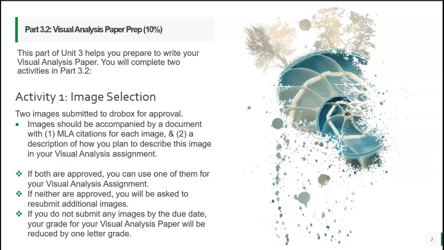But if neither are approved, I will ask for you to submit additional images by a different date. That date will be provided to you in the syllabus and on D2L. If you do not submit any images by the image selection due date, that will adversely affect your grade for the visual analysis paper. So the idea behind the visual analysis paper prep activity 1 is to pick some images and get some feedback on those images to make sure they're strong enough to sustain an analysis.